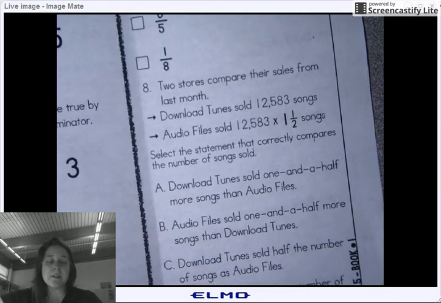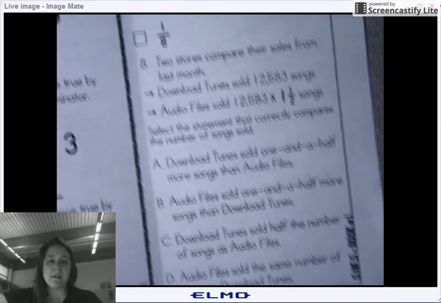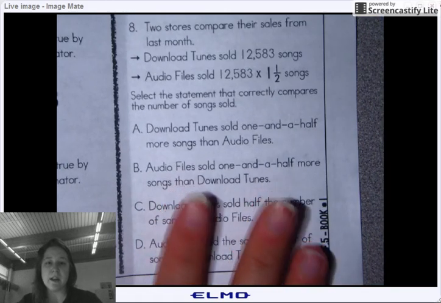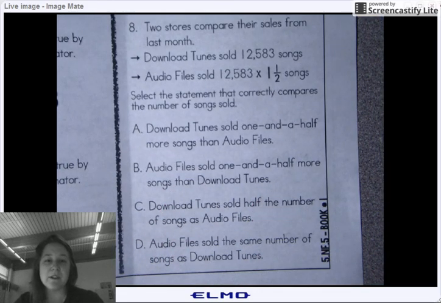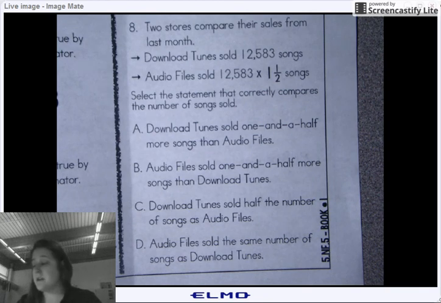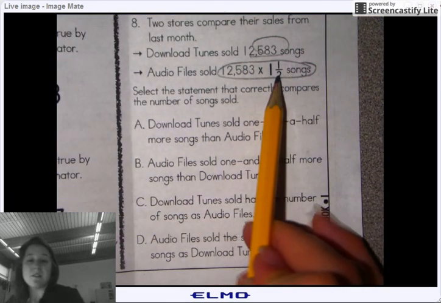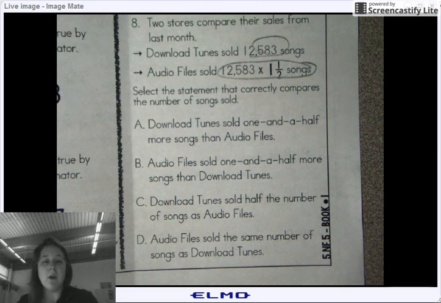Okay. Question number 8. Two stores compare their sales from the last month. Download tunes sold 12,583 songs. Audio files sold 12,583 times 1.5 songs. Select the statement that correctly compares the number of songs sold. So when I'm looking at this, here's how many songs were sold, and then this. So you can tell me that this is 1.5. Is it going to be greater than or less than 12,583?